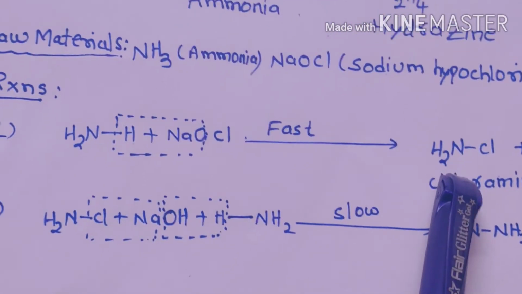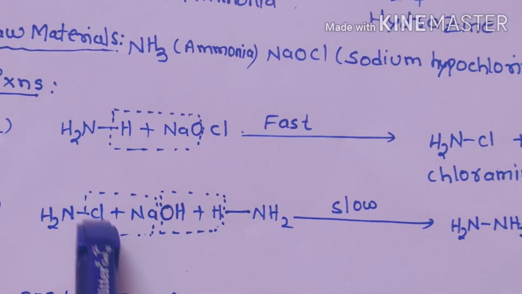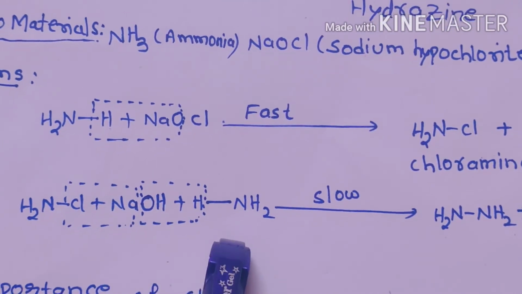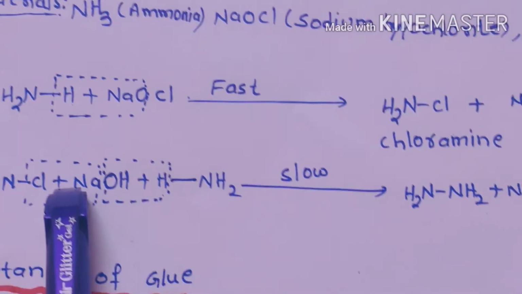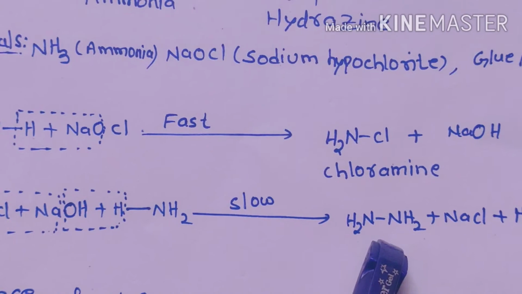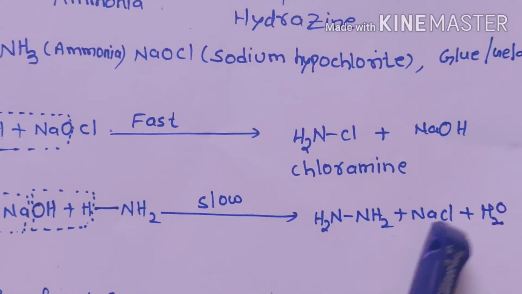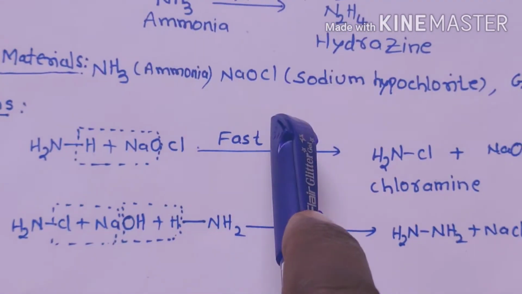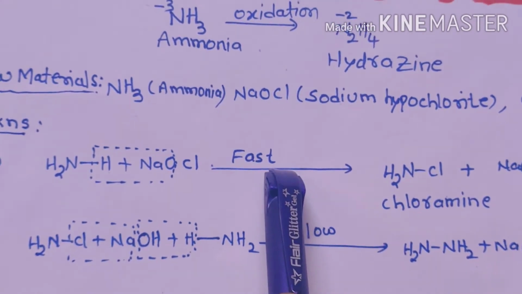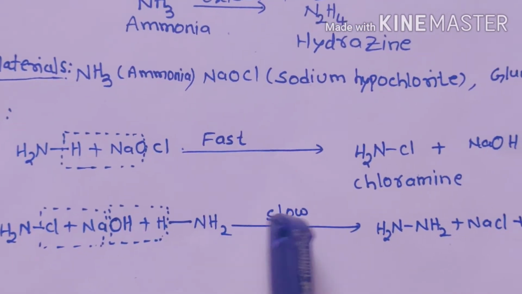In the second step, the chloramine formed in the first step reacts with one more molecule of ammonia in the presence of NaOH and forms the hydrazine along with sodium chloride and water. The first step is a very fast reaction, whereas the second step is a slow reaction.